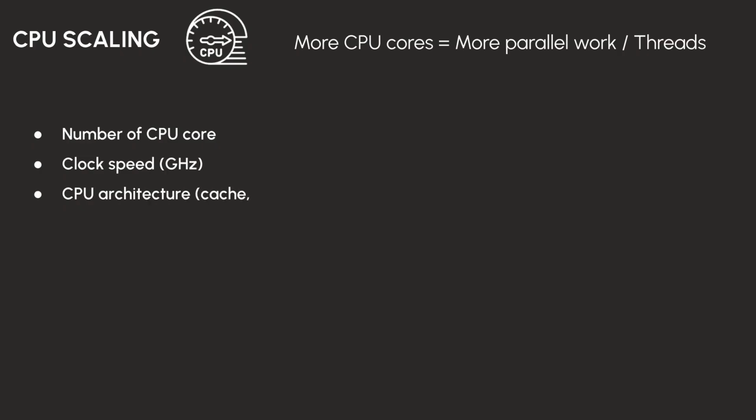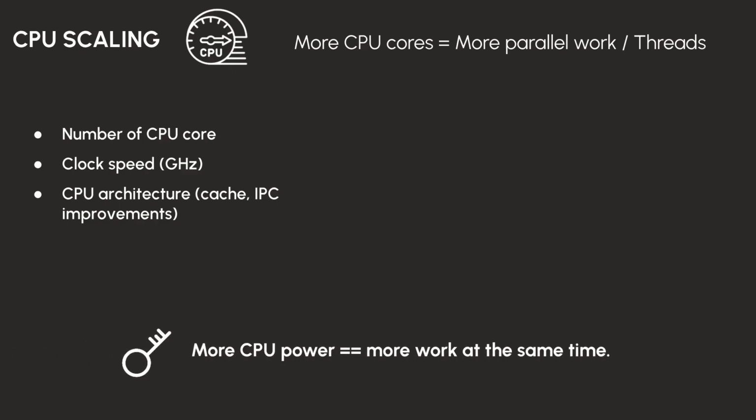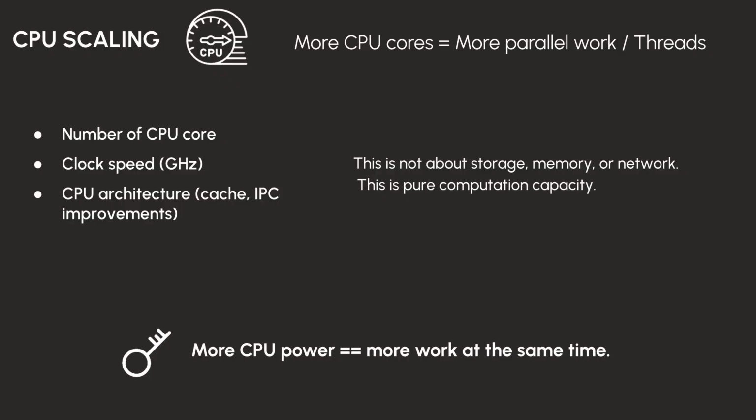CPU scaling. When you increase CPU cores, the server can handle more parallel tasks. Your server can process more requests simultaneously. This helps when your application processes many requests simultaneously, runs background jobs, or performs computation-heavy work. What actually increases in CPU scaling? Increasing the processing capability of a single machine means increasing the number of CPU cores, clock speed in gigahertz, and improving CPU architecture. The key idea is to do more work at the same time, and it's not about storage or network, just pure computation capacity.